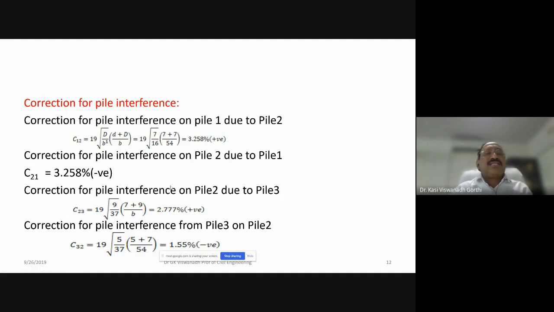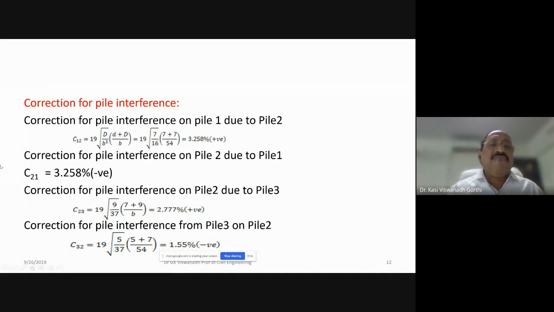Next is the correction for the mutual interference of the piles. You have seen that pile line 1, pile line 2, and pile line 3 are there. Pile line 1 will have an interference from pile line 2. Similarly, pile line 3 also will have interference from the intermediate pile 2, whereas the intermediate pile 2 will have the influence of 1 as well as 3 because it is in the middle.